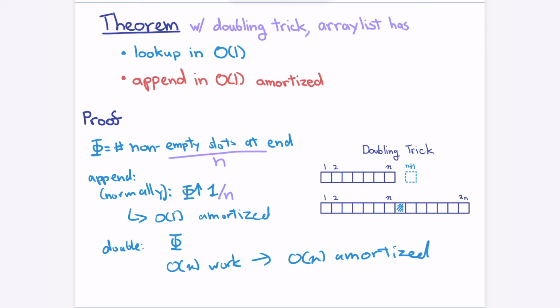And then what happens when you double? Yeah, it goes to phi over 2, and it's at most 1, so it goes down by half. So you get half a credit kind of to work with.